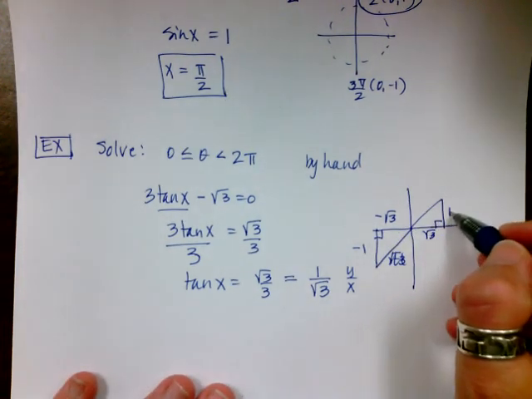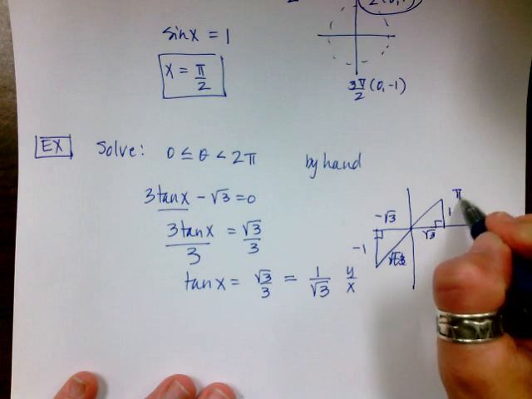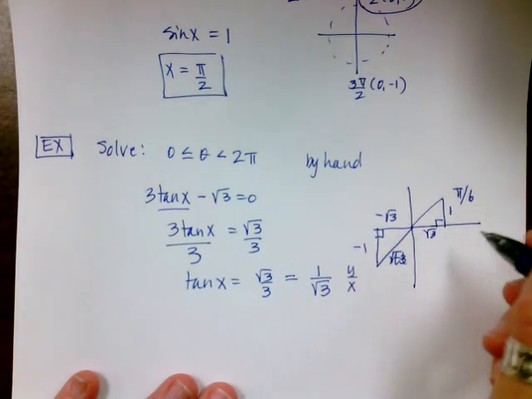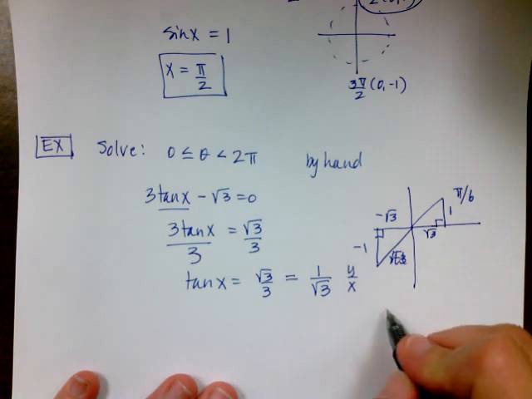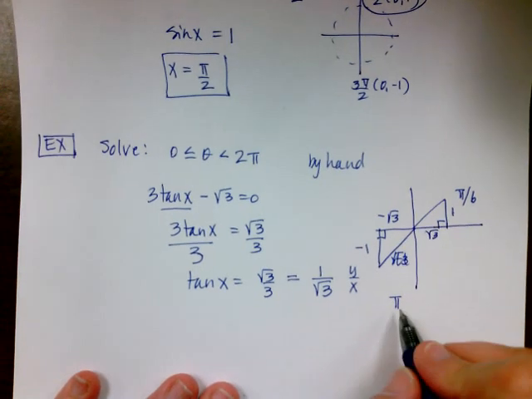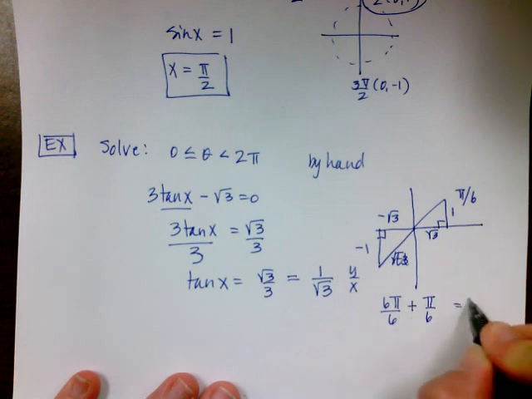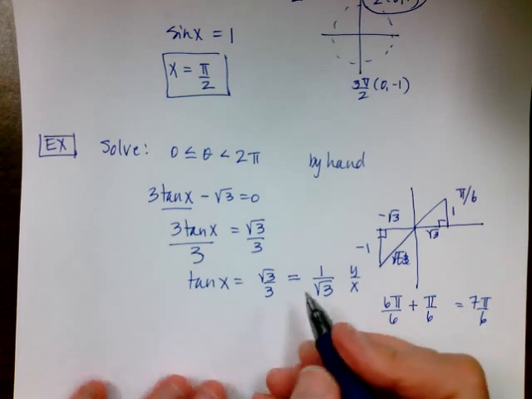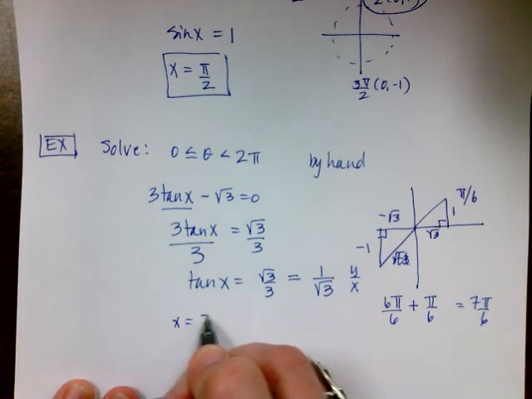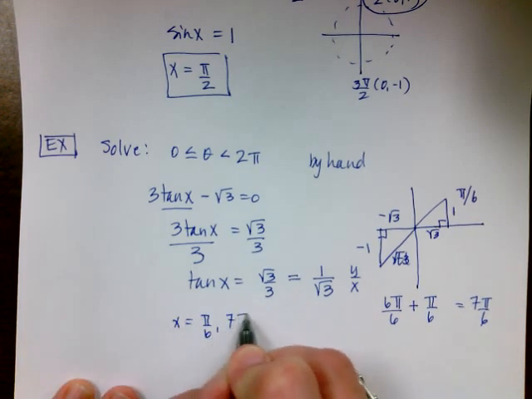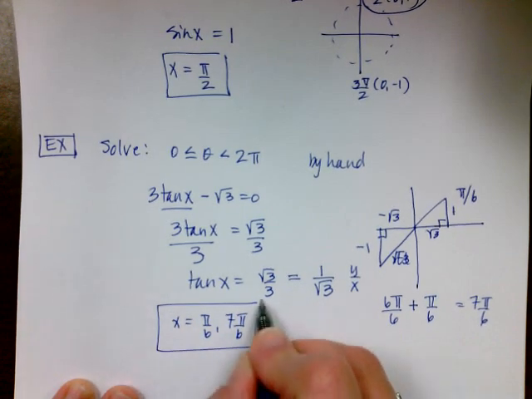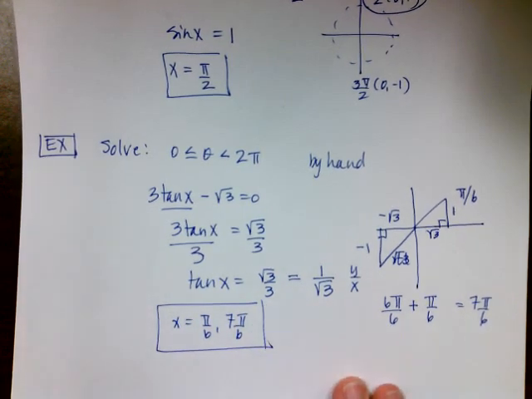Okay, so if this is opposite the 1, this is going to be pi over 6. And then if I go all the way to pi, it is going to be a multiple of pi over 6. I'm going to multiply by 6 over 6. I'm going to go pi over 6 more, and I'm going to end up with 7 pi over 6. So my two solutions are pi over 6 and 7 pi over 6. All right, so really not a difficult concept, but you do have to remember your values.